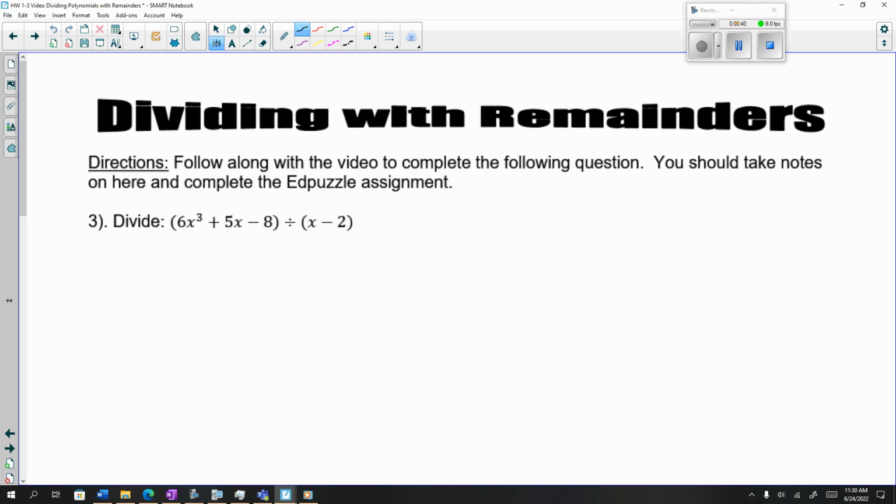So the first thing we're going to do is rewrite this as 6x cubed. And then you should have noticed that there is a missing term. So first let's put in our missing term of 0x squared. And then we'll rewrite the rest. Plus 5x minus 8 over x minus 2.